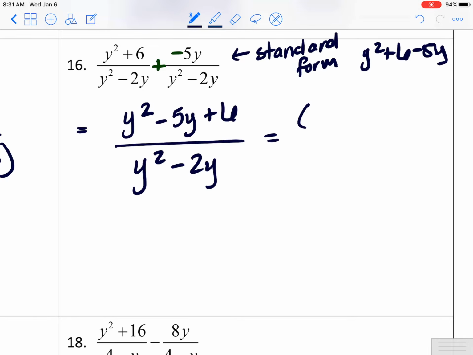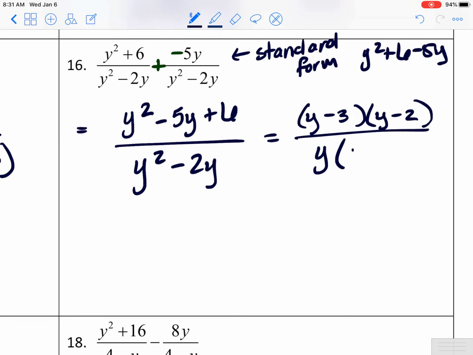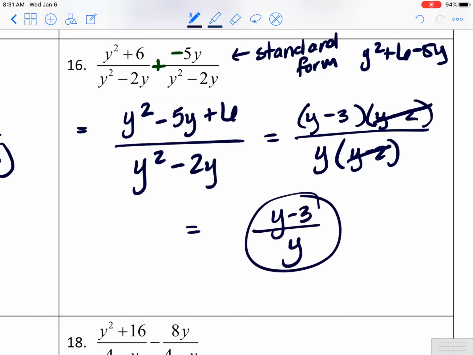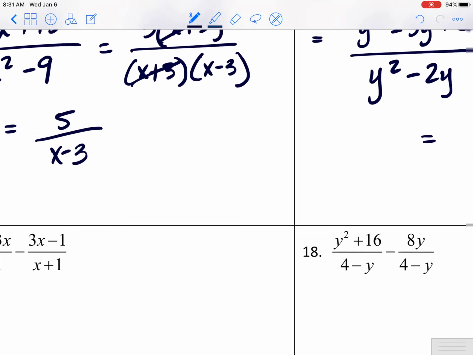Okay, so now when I look at it, I know I should be able to factor this. So you remember that multiplies to a positive 6, adds to a negative 5. So that would be negative 3 and negative 2. And then I can factor the bottom, factor out a y, which leaves me with y minus 2. Top and bottoms cancel. So I have y minus 3 over y. So 16 is just a little tricky there with that part.